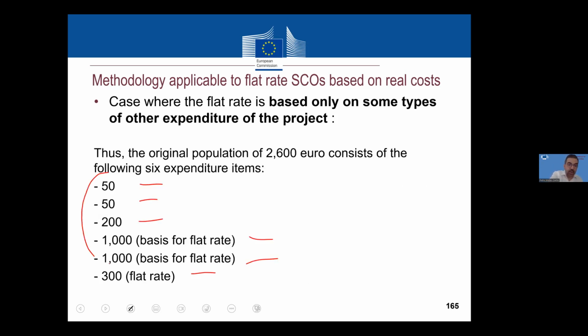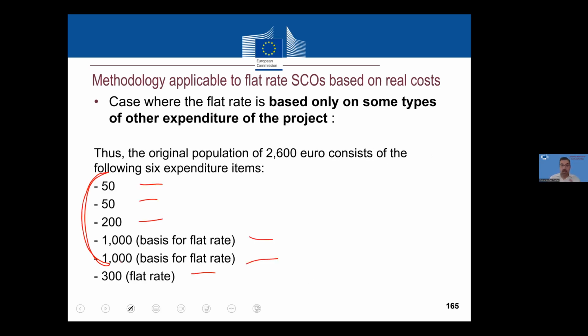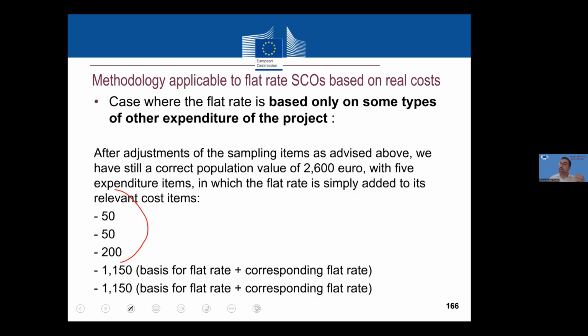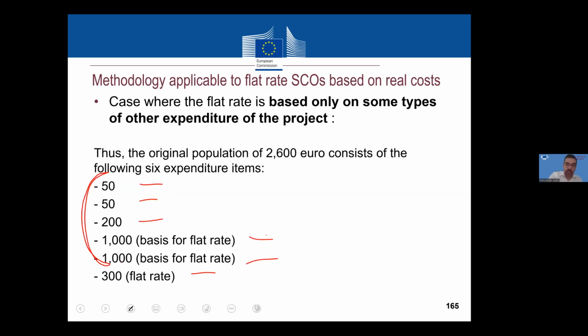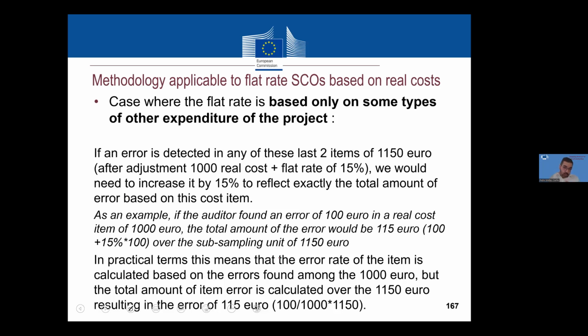So the first 5 are the real cost items. So in the file, I will just place these 5 real cost items with this particularity. The first 3 are placed with their own expenditure because they are not a base for a flat rate. The other 2 are placed in the file, but I will add to their individual expenditure the value of the flat rate. So instead of putting these 2 in the file with an expenditure of 1,000, I will put 1,000 plus 15%, so 1,150 euros each one of them. Now I have 5 real cost items. 2 of them have been corrected by the flat rate, but they all together correspond to the total expenditure of the population. And now you just select the sample and you project the error.